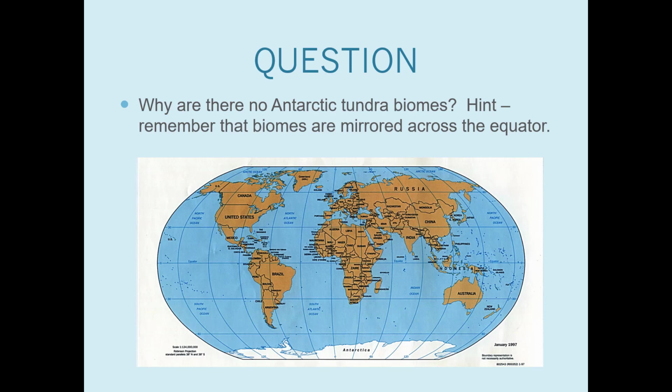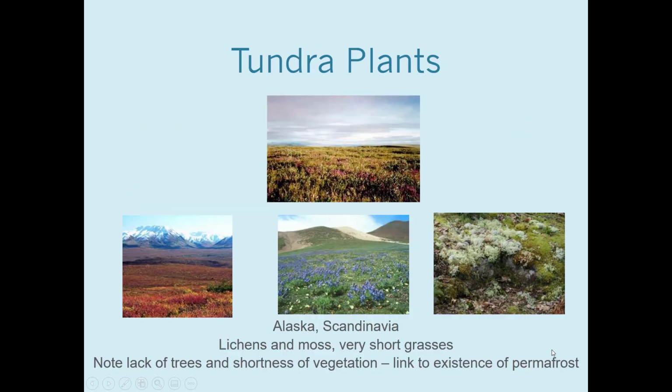So here's a question. Why aren't there any Antarctic tundra biomes? Well, it's simply a matter of that land does not exist. If you take north of 60, which is right here, oh look, there's no land. There can't be tundra in the southern hemisphere because there's literally no land to have it on. Look at how dramatically different these tundra plants are from the savanna plants. They are very, very short grasses, even shorter than the steppe, lichen and moss. Note the lack of trees and the shortness of the vegetation. This is because of permafrost. You're going to want to make a note of this somewhere.